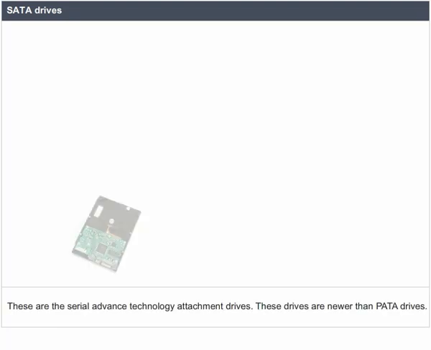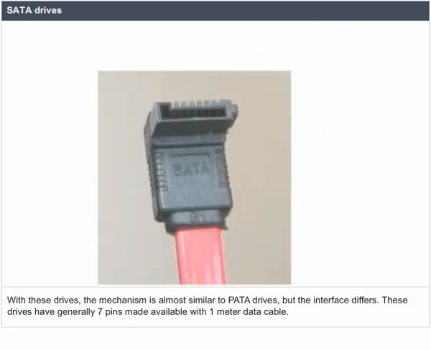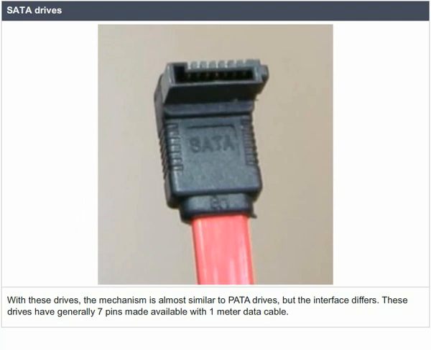SATA drives. These are the Serial Advanced Technology Attachment drives. These drives are newer than PATA drives. With these drives, the mechanism is almost similar to PATA drives, but the interface differs. These drives generally have 7 pins, made available with a 1 meter data cable.